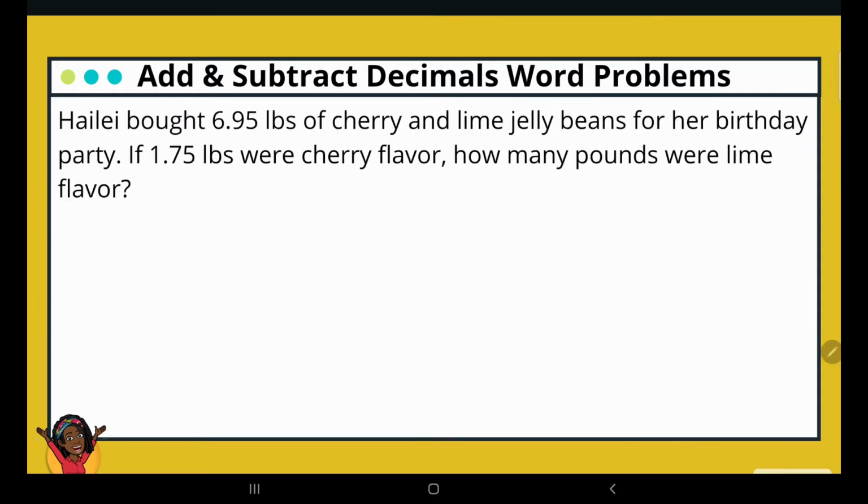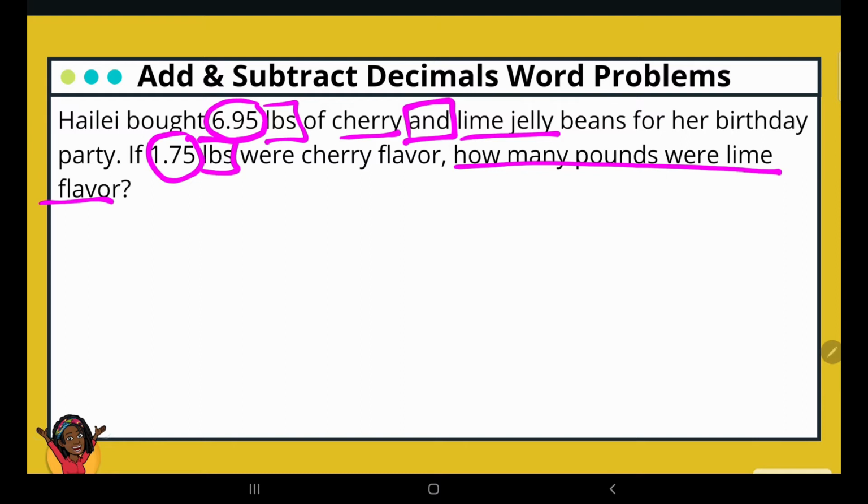Okay, so let's take a look at this example. Hailei bought 6.95 pounds of cherry and lime jelly beans for her birthday party. If 1.75 pounds were cherry flavor, how many pounds were lime flavor? So here we have that she bought 6.95 pounds, okay? So this is representing both the cherry and the lime jelly bean. So this is the total amount that she purchased. Of that total amount, 1.57 pounds were for cherry.